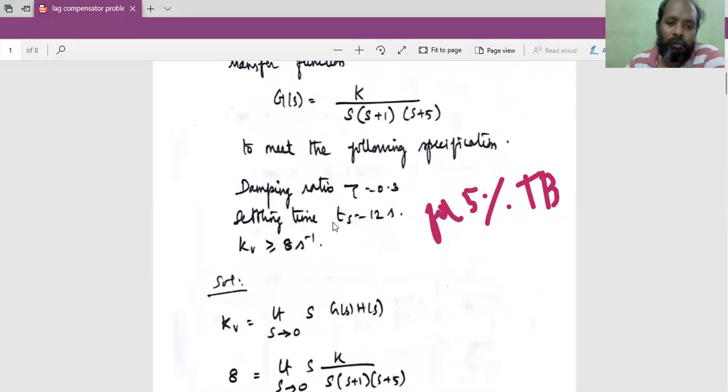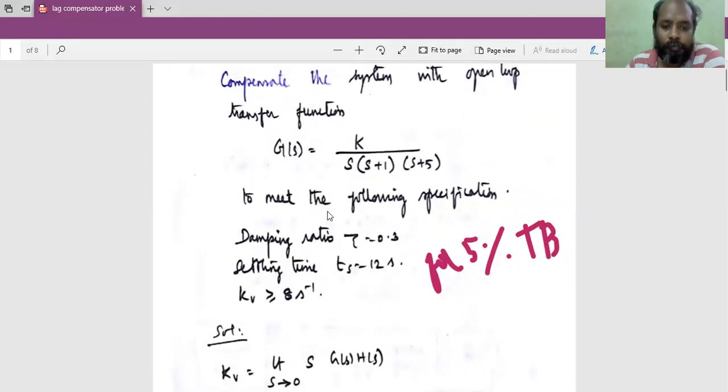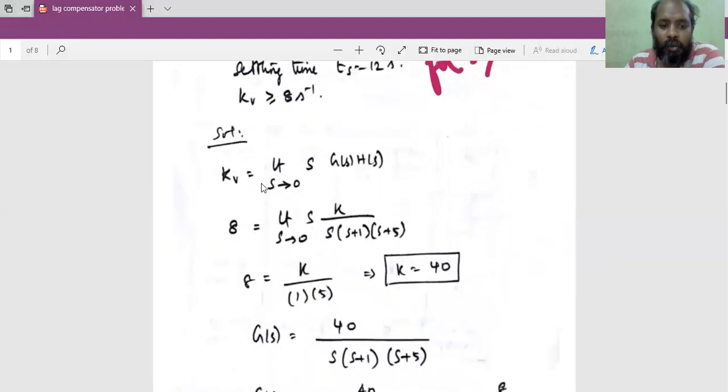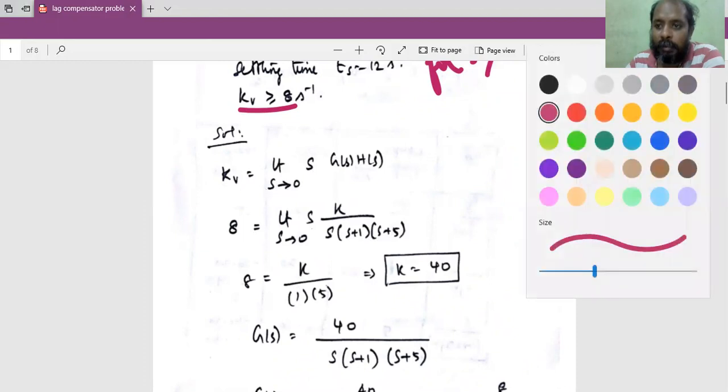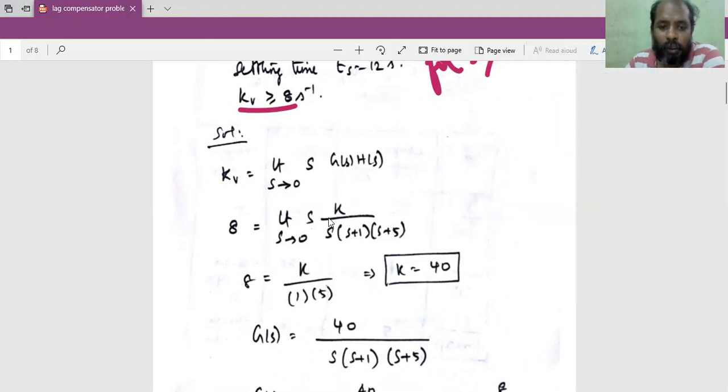Now we know that you have to proceed with the lag compensator, and you have to find the value of K. So using this Kv specification, we write the formula for Kv. Kv is equal to limit s tends to 0, s into G(s) H(s). And your G(s) H(s) is provided. I substitute K divided by s into (s plus 1) into (s plus 5). This s and this s get cancelled.